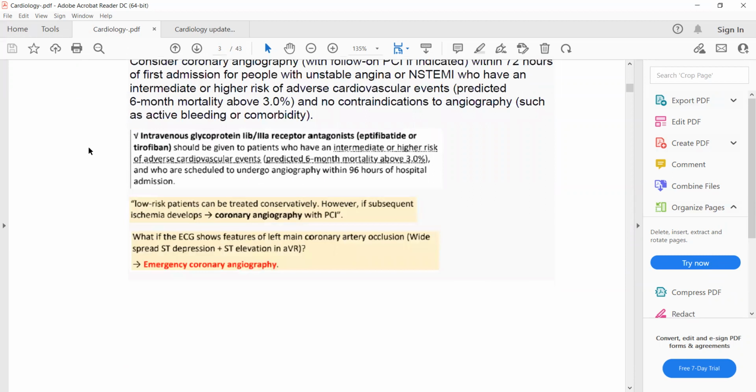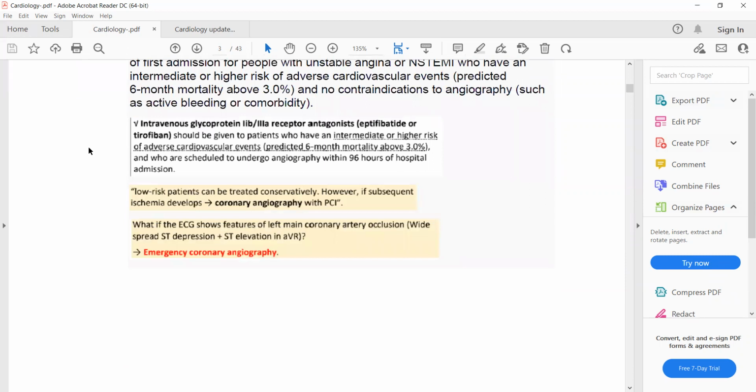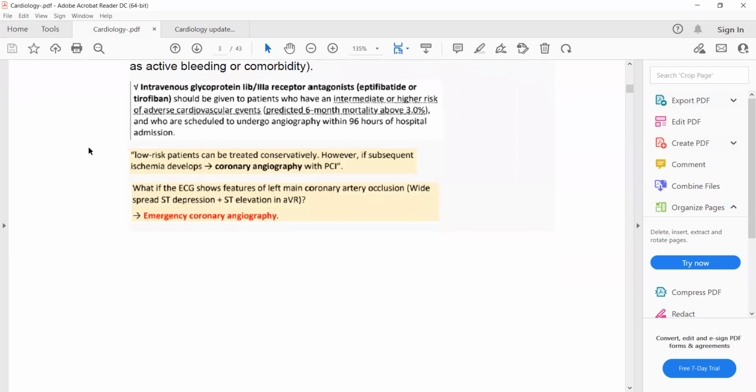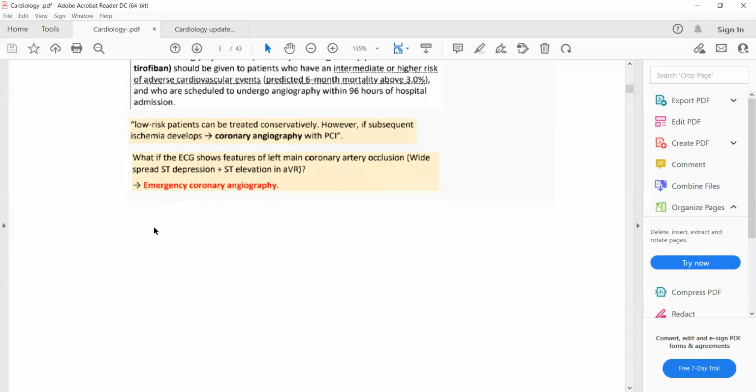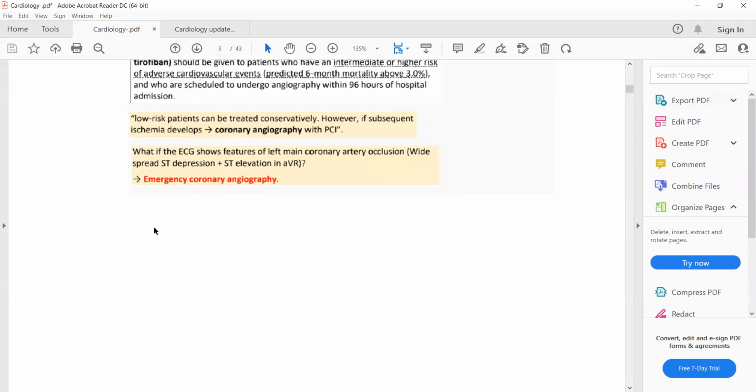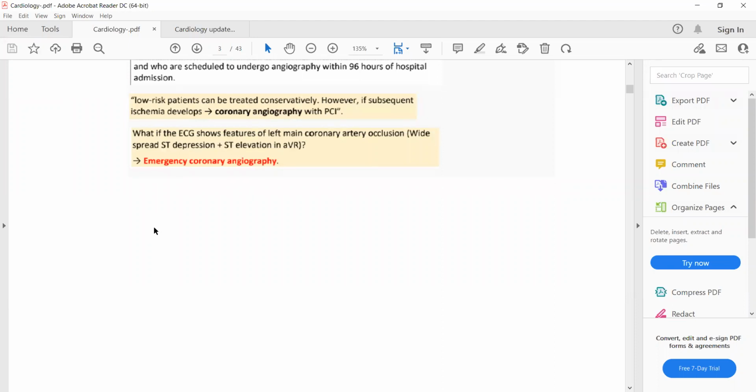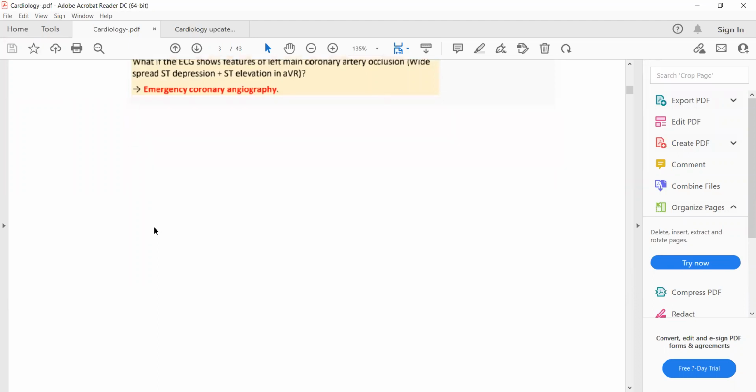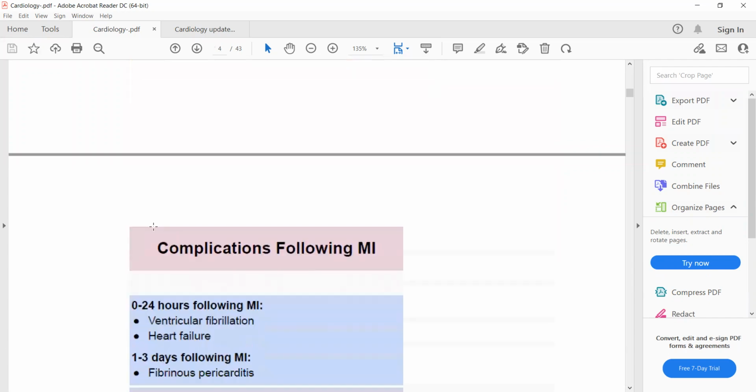If ECG shows widespread ST depression and ST elevation in aVR, then the vessel that is occluded is most likely the left main coronary artery, and such patients need to undergo emergency coronary angiography, as well as those who are clinically unstable. They also need to undergo emergency coronary angiography.